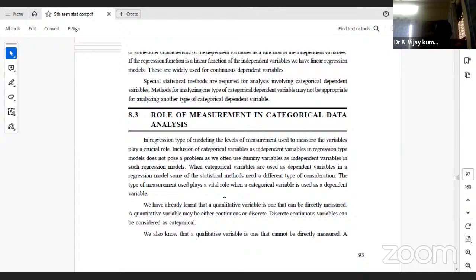We already learned quantitative and qualitative variables. A directly measured quantitative variable may be either continuous or discrete. Continuous means there is no gap; discrete means there is a gap. A continuous variable can be considered as categorical. A discrete random variable is considered as categorical.